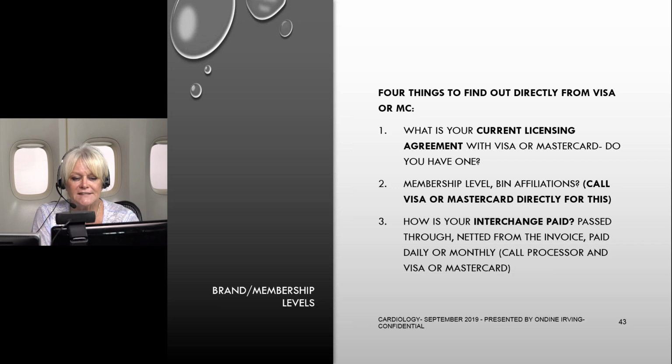What's your current licensing agreement? Do you even have one? What is your membership level? And how is your interchange paid? And that is also, if you're a principal, guess what? You'll be able to audit your interchange to the penny every month. If you're an affiliate or an associate, you may not be able to.